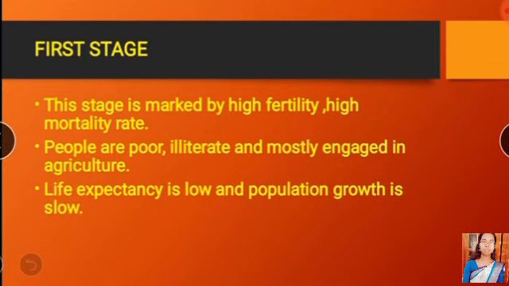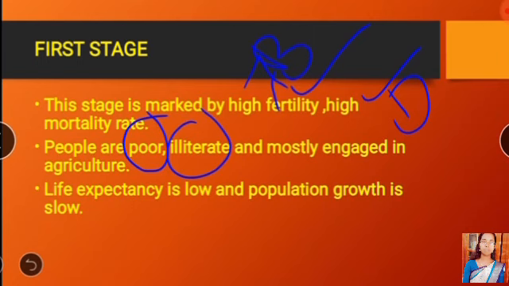The first stage of demographic transition. This stage is marked by high fertility and high mortality rate. High fertility rate means high birth rate and high mortality rate means high death rate. Here the people are poor, illiterate and mostly engaged in agricultural activities.